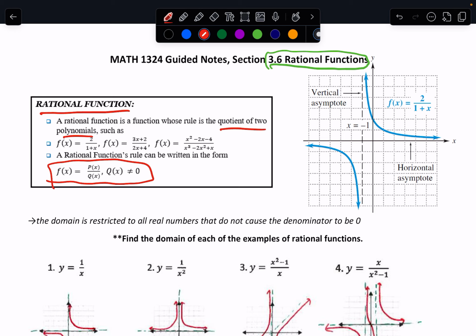So in this graph, we have f of x equals 2 over 1 plus x, and we can see that there are two sections of it. So we have a horizontal asymptote and we have a vertical asymptote. The vertical is x equals -1 and the horizontal is the x-axis. And the graphs do not cross the asymptotes, and we'll talk more about it in a little bit.